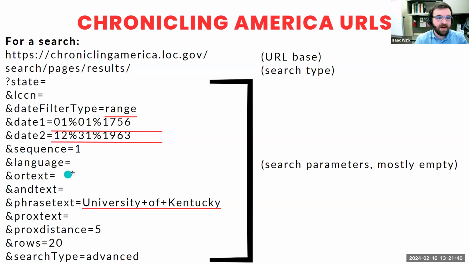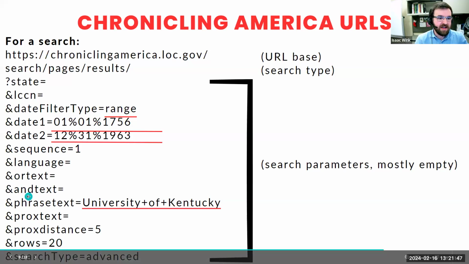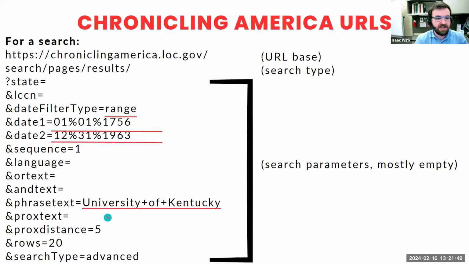Does the newspaper need to be published in a particular language? And then all of these having to do with different text. Because I have the phrase text for University of Kentucky filled in here, that indicates that this is going to be a search specifically for the phrase University of Kentucky. You'll notice that a lot of these search parameters are empty, and that's okay.